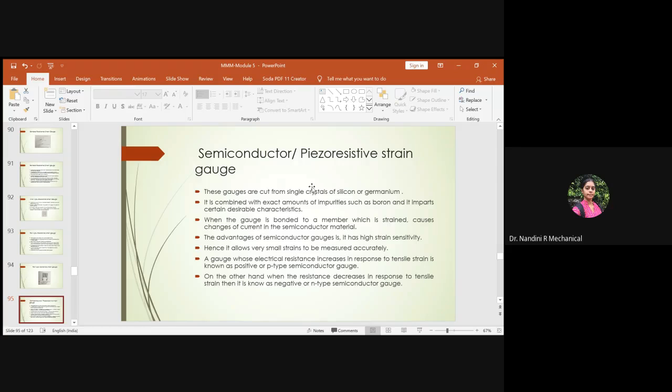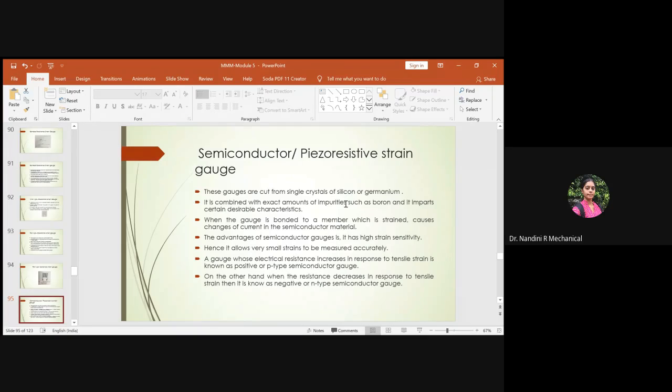Since it is a single structure, we are focusing here on semiconductor gauges of thin film or foil kind of structure. It is combined with an exact amount of impurities while forming semiconductor gauges. Why? Because it needs impurities such as boron in order to get the desirable characteristics. Usually while developing the semiconductor gauge, the quantity of the single crystal of silicon or germanium you are adding, the same amount of impurity such as boron is embedded with either silicon or germanium. Then only it helps you to get the desirable characteristics.